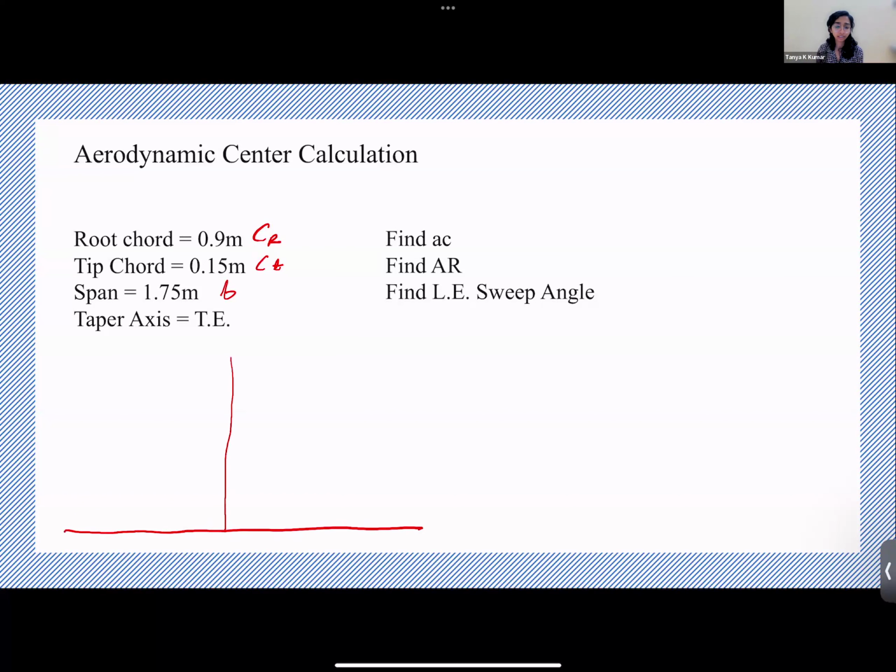And you have root chord and tip chord. So this is, say, your tip chord, and this is the shape of your wing, where this is CT, this is CR, and your mean aerodynamic chord is somewhere here. This is C bar, and this is your AC. Can you try to find out AC, XAC, YAC?